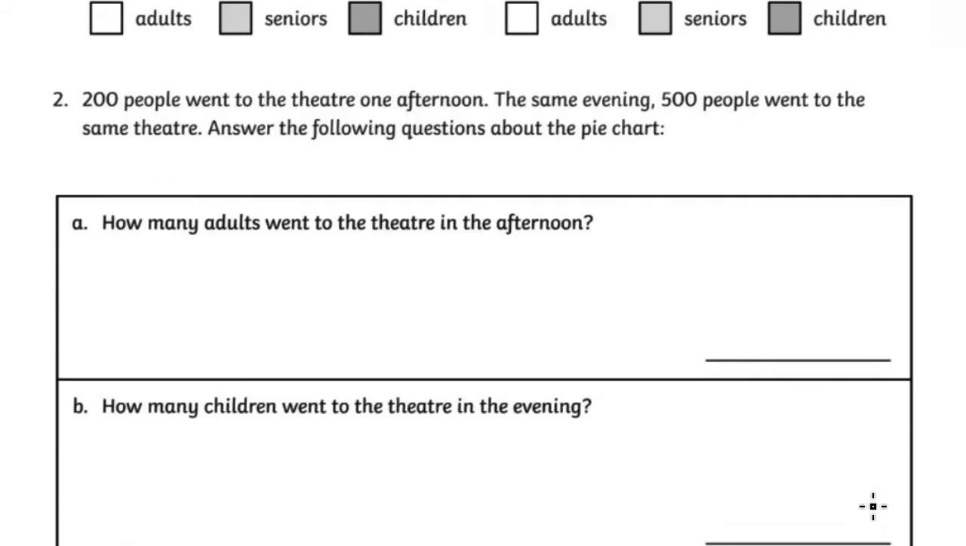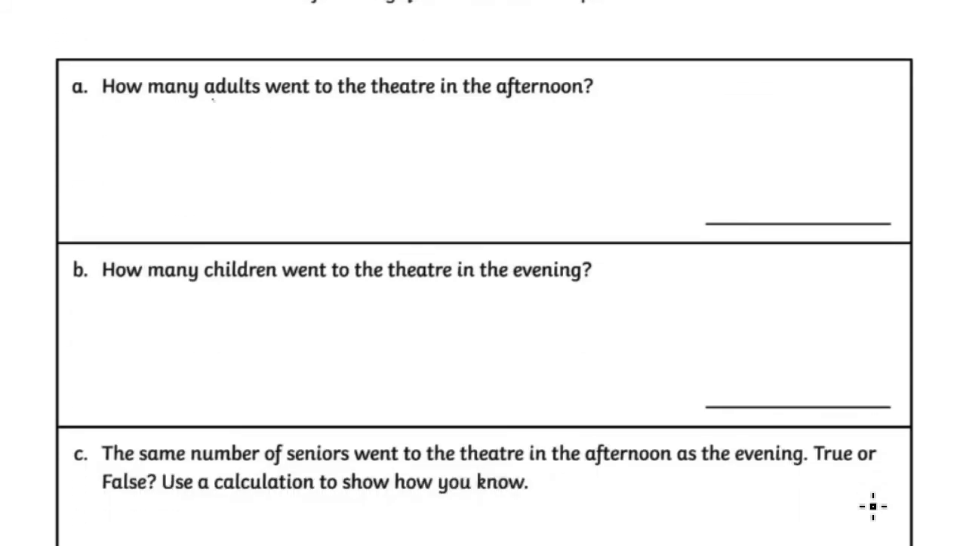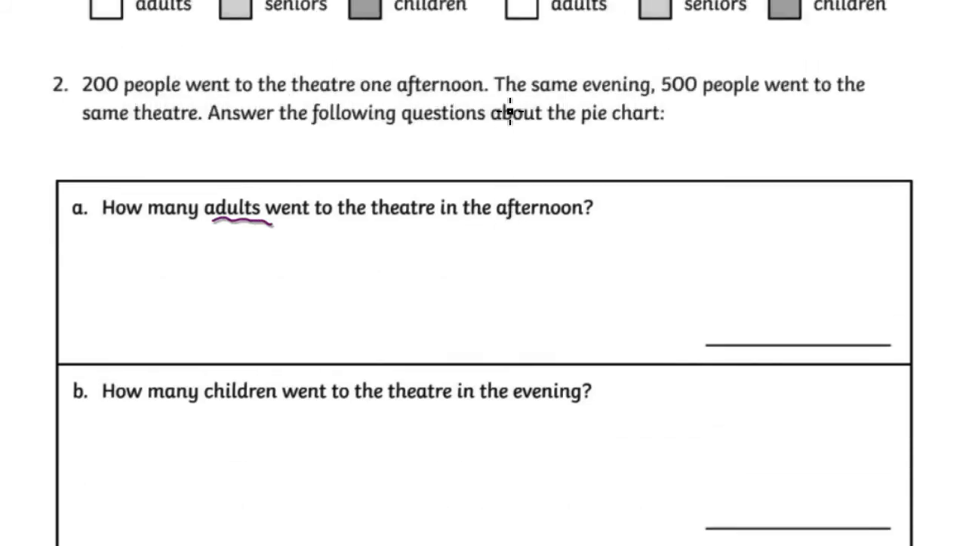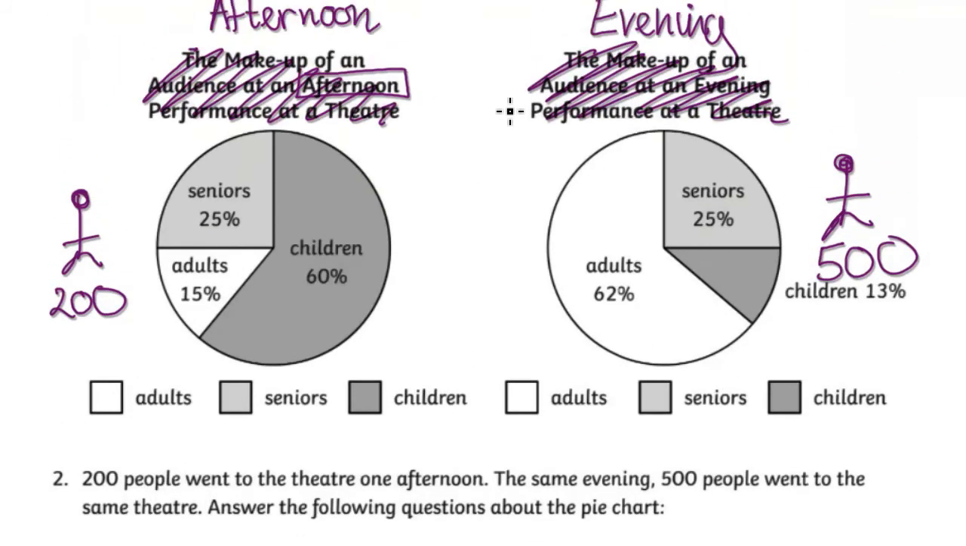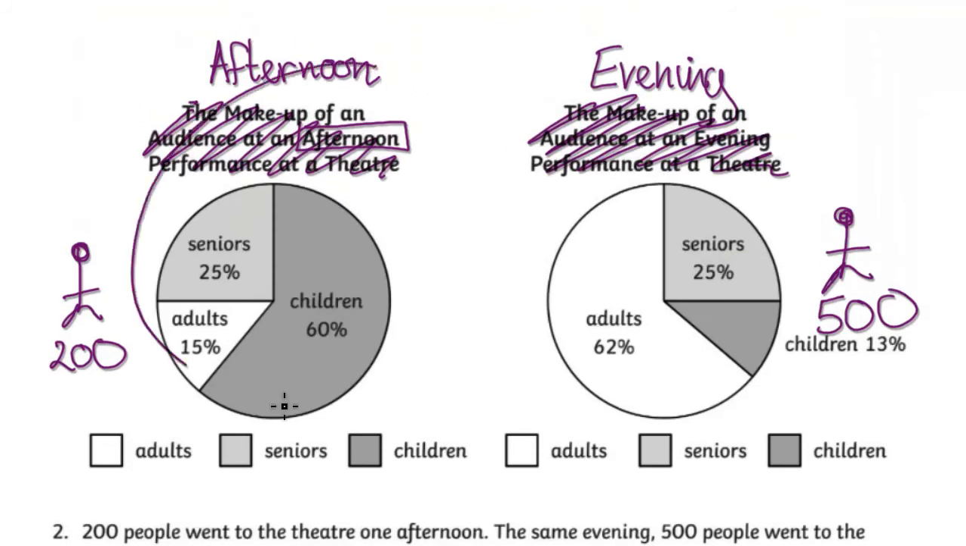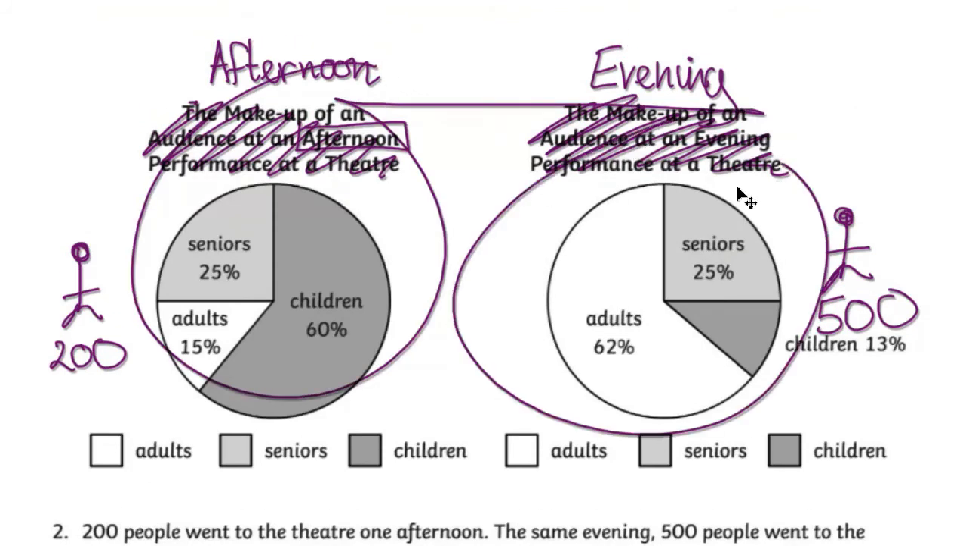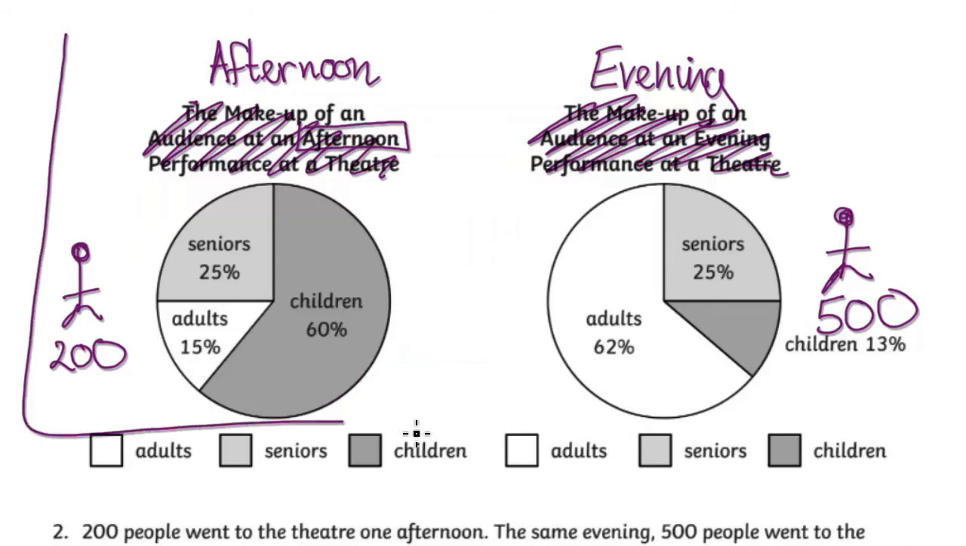So these are the questions. Let's tackle the first one. How many adults went to the theatre in the afternoon? So in the afternoon, which pie chart should you be looking at? This one or this one? Well, it's talking about the afternoon, so you should be looking at this one. How many adults went in the afternoon? Well, adults: you've got seniors, children, adults.